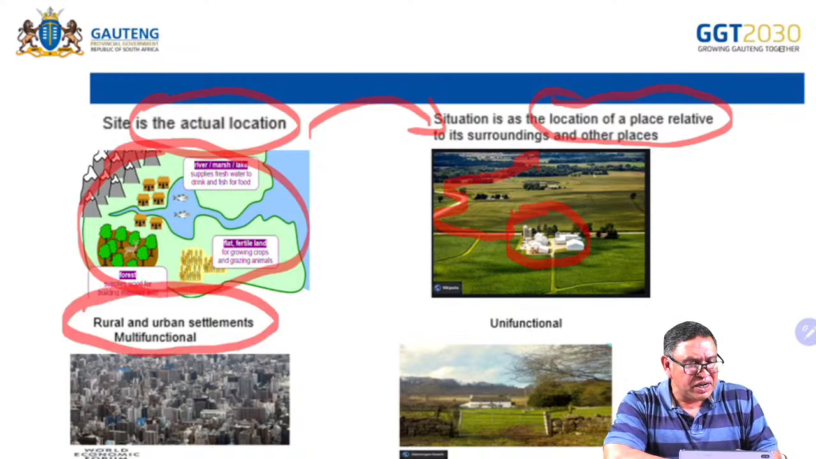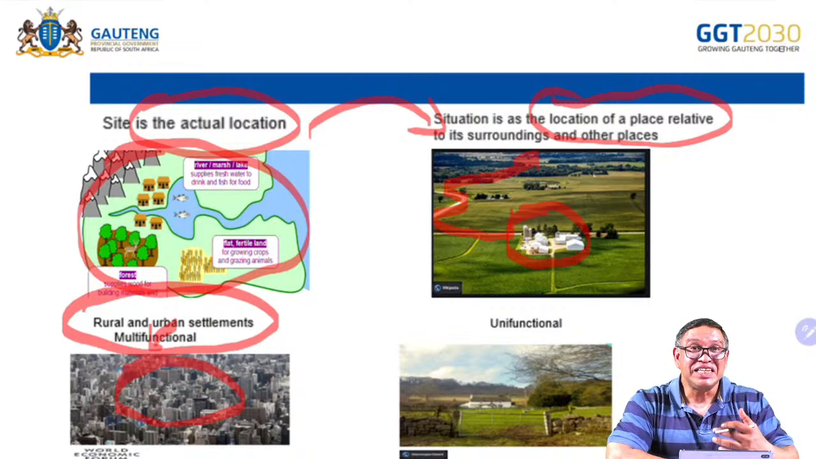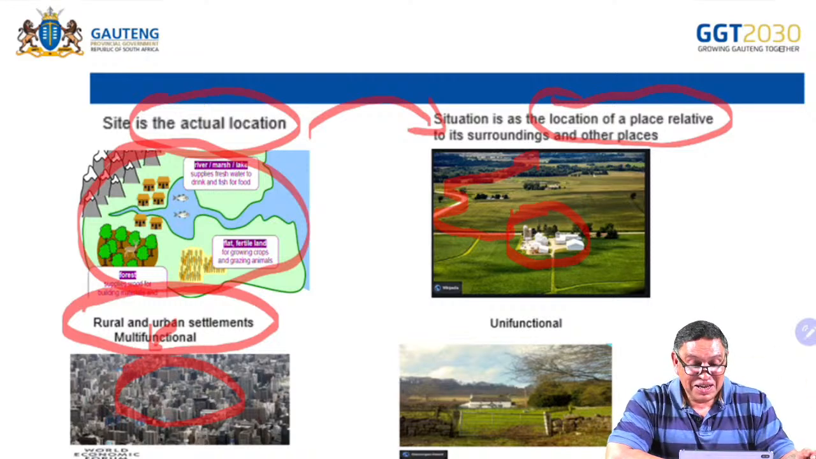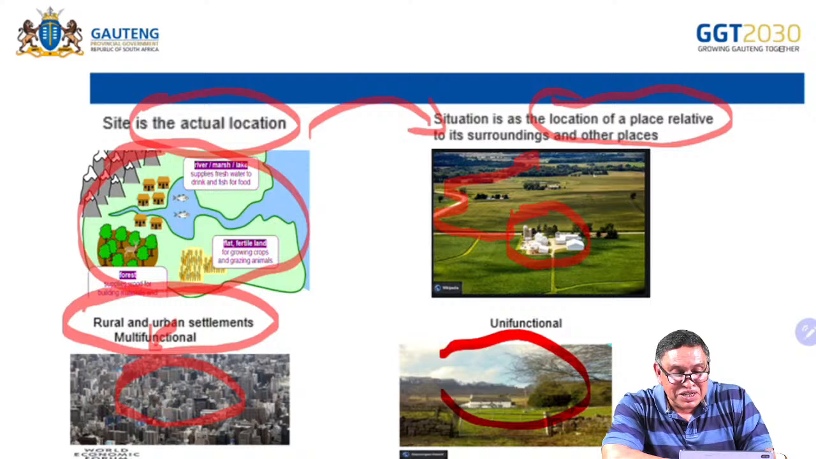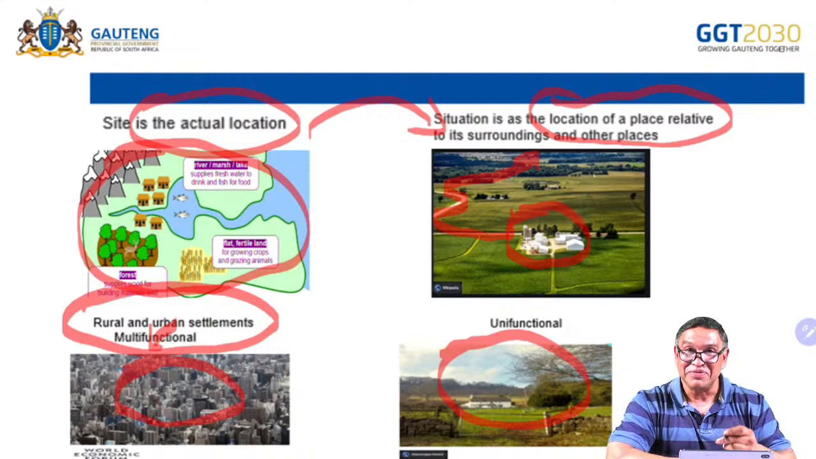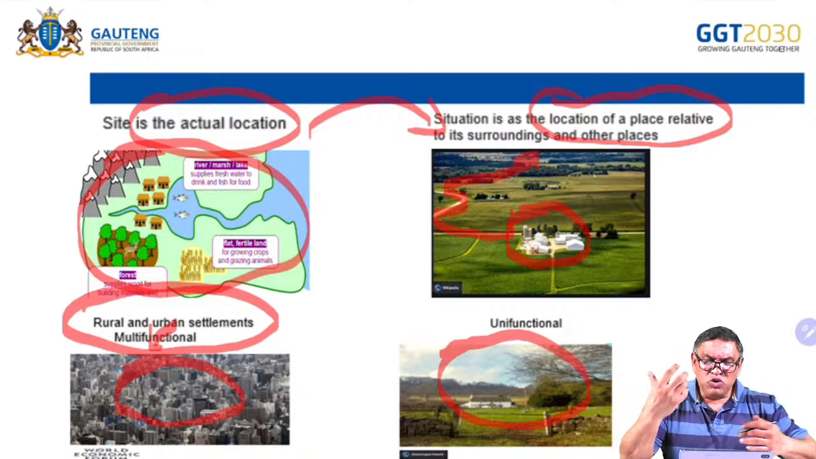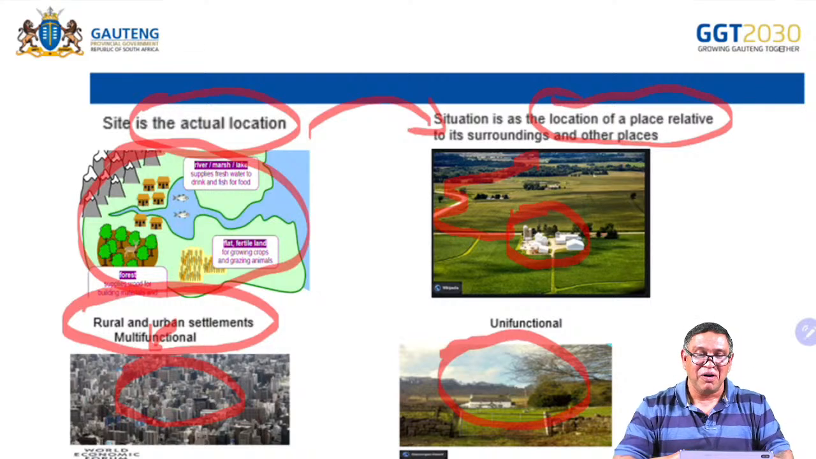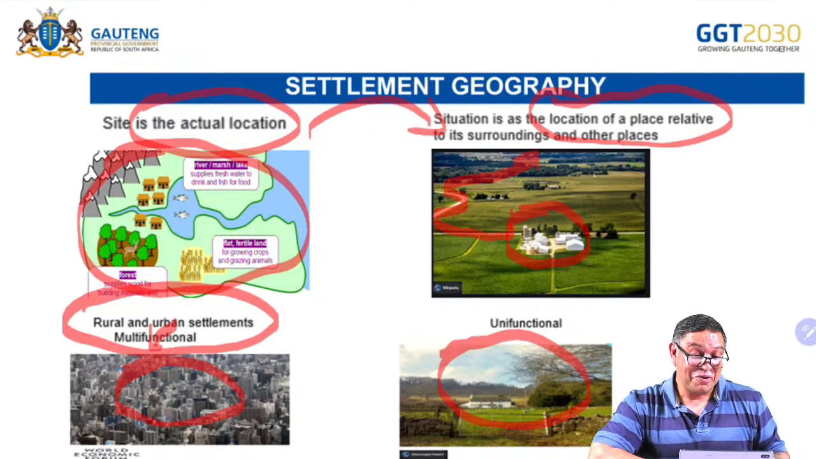Difference between rural and urban settlements. Urban settlements are multifunctional. They have secondary, tertiary and quaternary services. And the rural settlements are unifunctional. Basically, it's your primary activities. Okay, and you use visuals, learners, to make sense of it. I'm highlighting the main concepts here. So, let's go on.